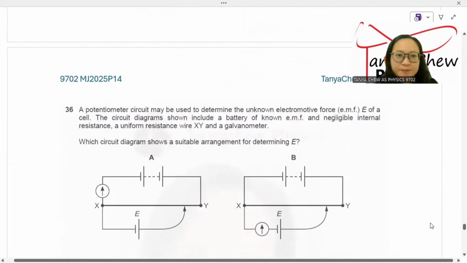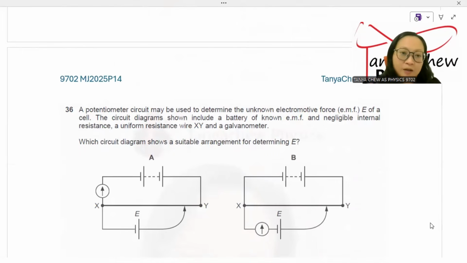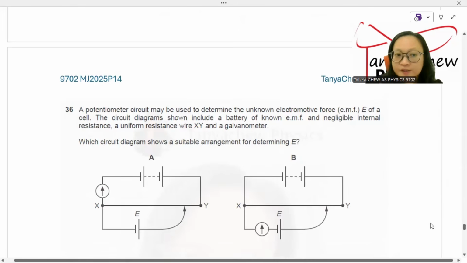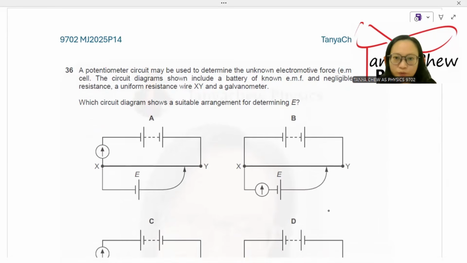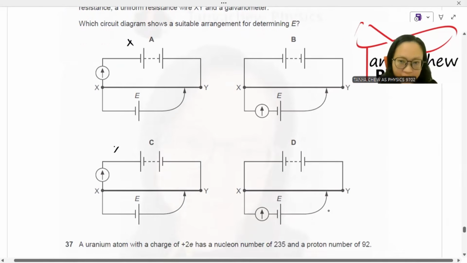Number 36, a potentiometer circuit may be used to determine the unknown electromotive force, EMF E, of a cell. The circuit diagrams include a battery of known EMF and negligible internal resistance, a uniform resistance wire, XY, and a galvanometer. Which circuit shows a suitable arrangement for determining E? First of all, the galvanometer must be connected to E. So A cannot be the answer. C cannot be the answer.